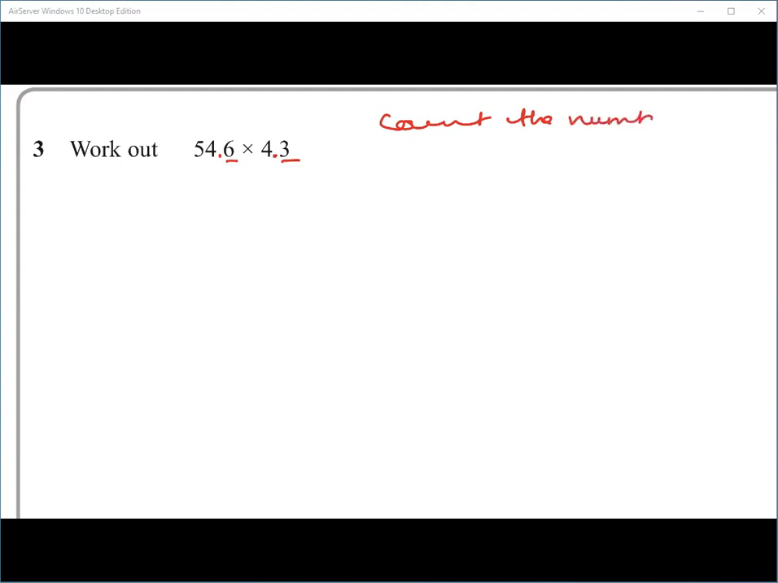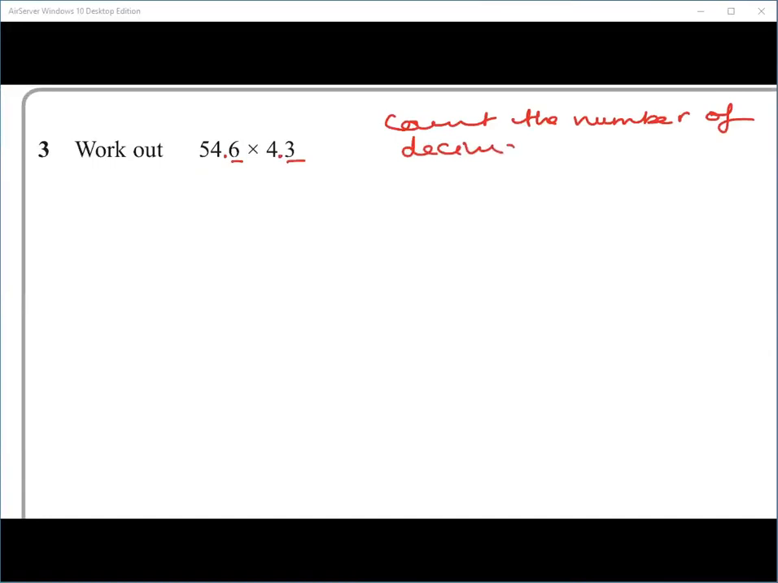Count the number of decimal places. Write this down. Whether you got the printout or you don't have the printout, copy the question. It only takes you 2 seconds. Write down the notes that I'm writing down in color.